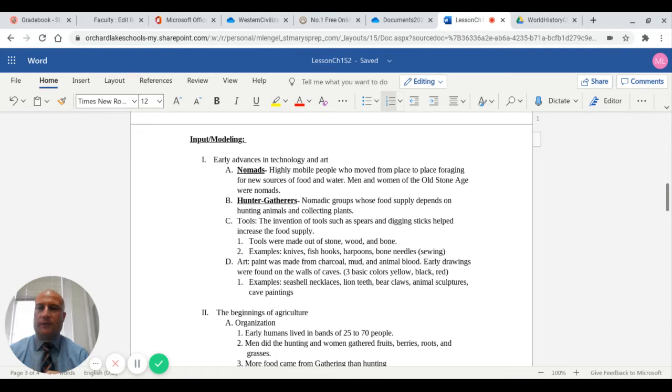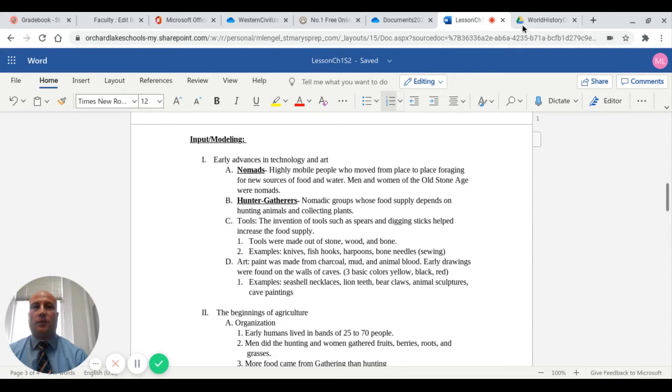Capital letter D talks about art. We do have a lot of evidence of cave paintings. So art was made out of charcoal, mud, and animal blood. Some of the early drawings were found on the walls of caves, of course, and we generally find three basic colors, including yellow, black, and red. Other forms of art outside of the cave paintings include seashell necklaces, lion teeth necklaces, bear claw necklaces, animal sculptures out of wood or stone, and then, of course, once again, the cave painting.